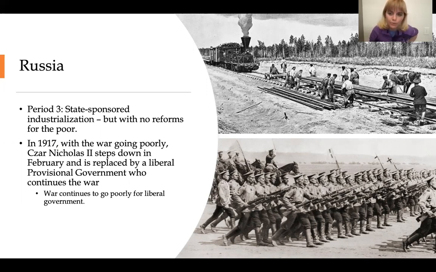They're not giving people a right to vote. They're not allowing people to speak out against the government. All right, if you speak out against the government, it's an absolute monarchy. So this all kind of culminates into the year 1917, guys.